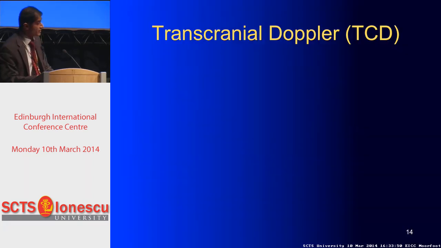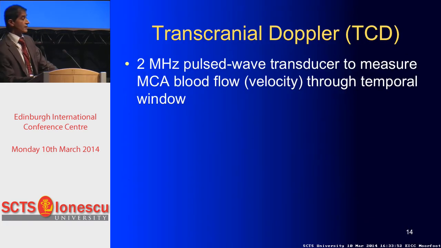Now coming to transcranial Doppler, the idea is to use a low frequency, which is a 2 megahertz pulse wave transducer, to measure blood flow through the middle cerebral artery. It's actually the velocity which is being measured, not the blood flow per se, through the temporal window. Now, the reason you have to have a 2 megahertz transducer is that ultrasound is not good in penetrating through bone. The higher the frequency, the less the penetration. So which is why you use a low frequency transducer.